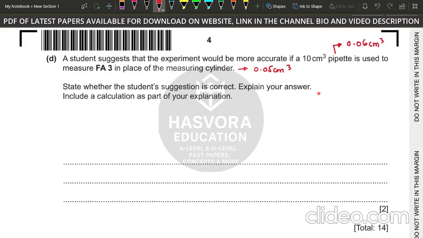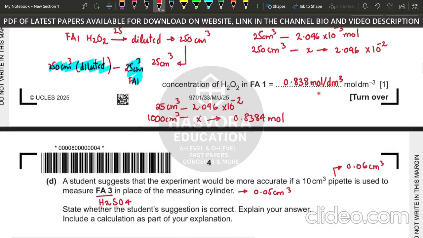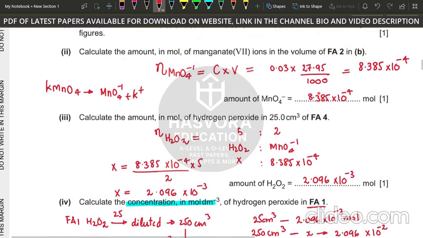Now Fa3 was actually your sulfuric acid, H2SO4. You also have to check the second method: if the thing is in excess, then you do not have to worry about the accuracy. So let's check how many moles of H2SO4 were needed for this whole reaction. If we take the amount of MnO4, it was 8.385 × 10^-4.